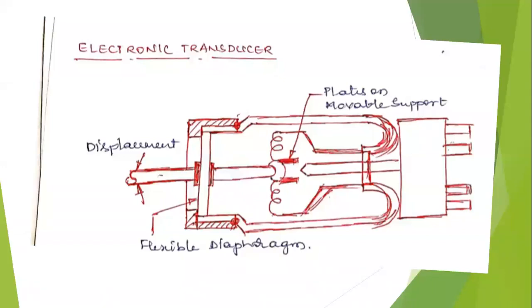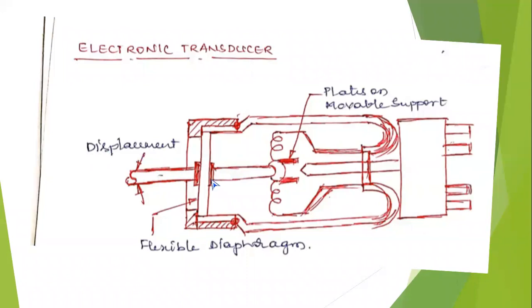Next, come to the point, very, very important. All of you say the electronic transducer. This is the plunger. Here you have the deflection of the plunger because of movement of the plunger in the upward and downward direction. That is the displacement of the plunger.